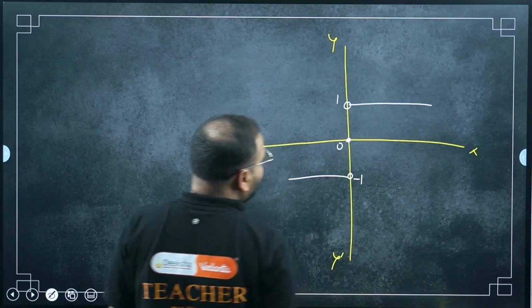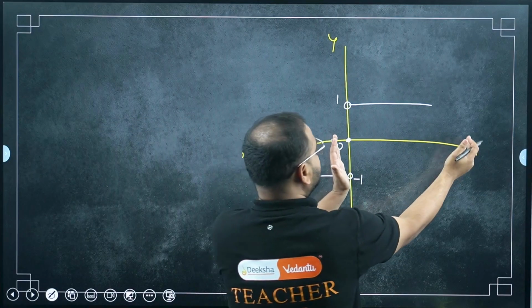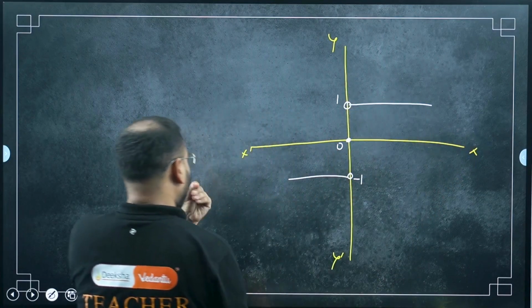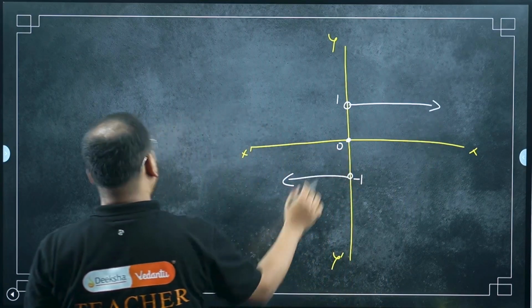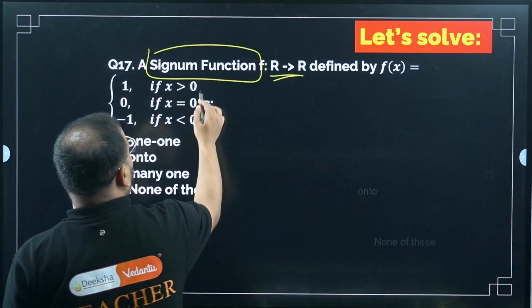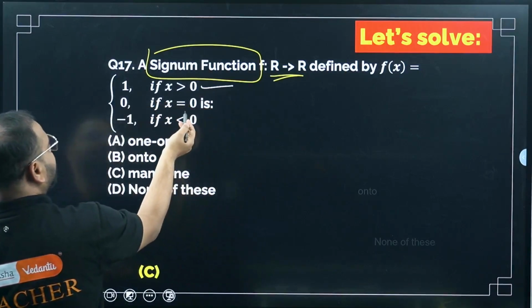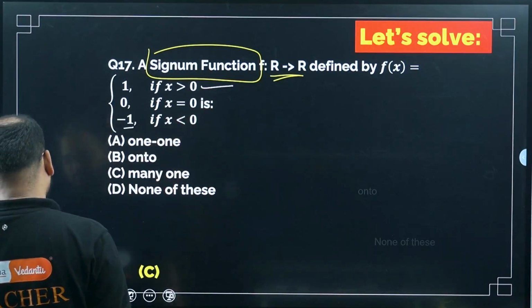It means for all positive real numbers, the answer is 1. For all negative real numbers, the answer is -1, and for 0 it is 0. Check here: for all positive real numbers, it's 1; for all negative, it's -1; for 0, it is 0.